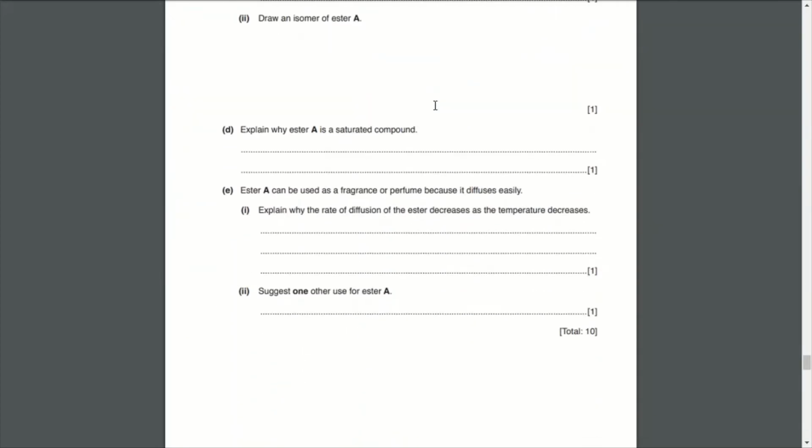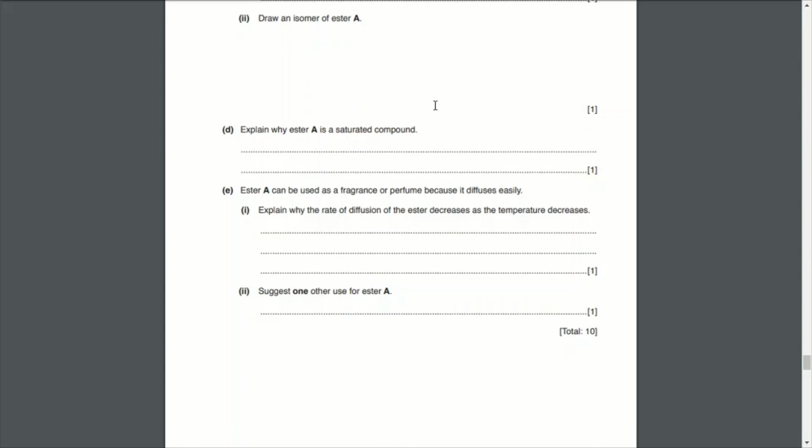Again, ester A can be used as a fragrance or perfume because it diffuses easily. Explain why the rate of diffusion of the ester decreases as the temperature decreases. This is related to diffusion, and it's going to be very easy once again. It's a different topic, a different chapter that most schools teach in the very beginning, in 9th grade. The rate of diffusion decreases because the speed of molecules, or the movement of molecules, is slower because of less kinetic energy. That is as simple as that.